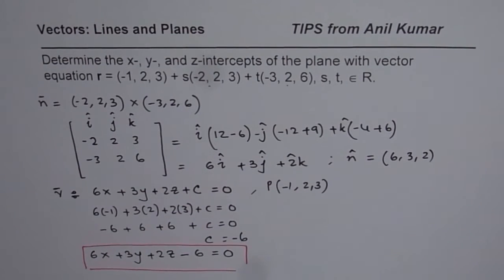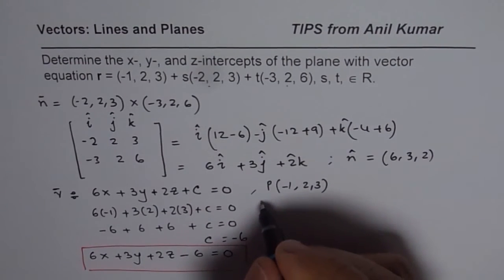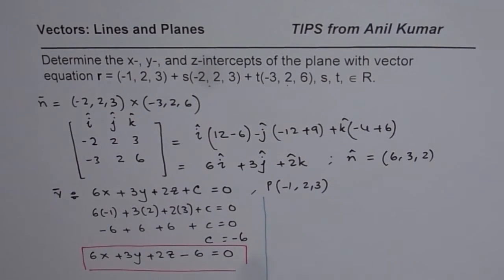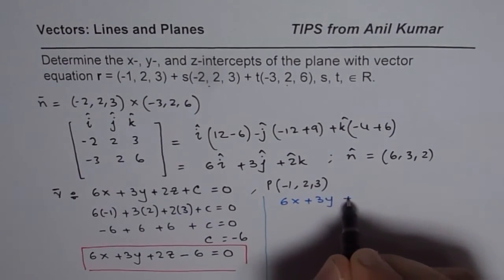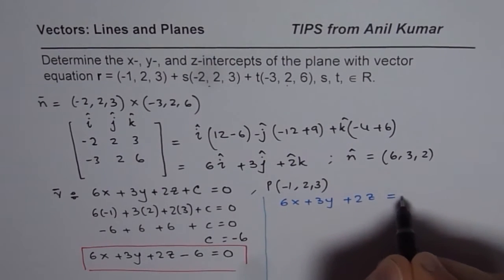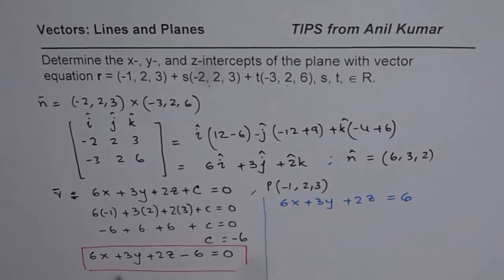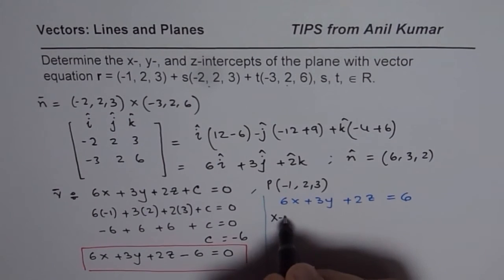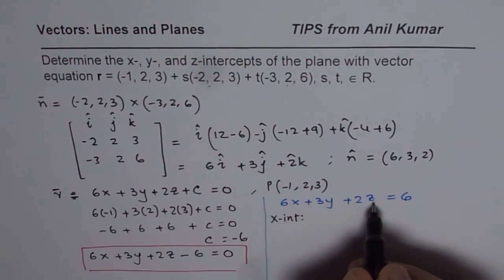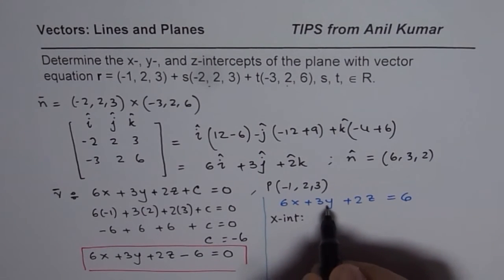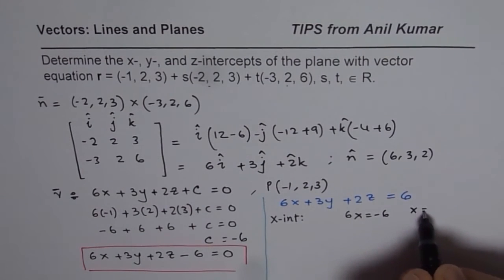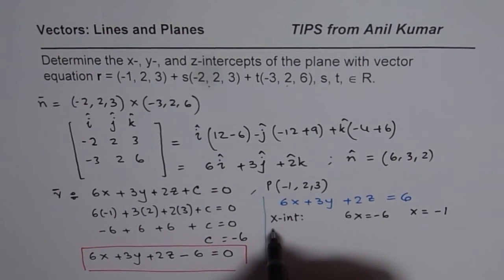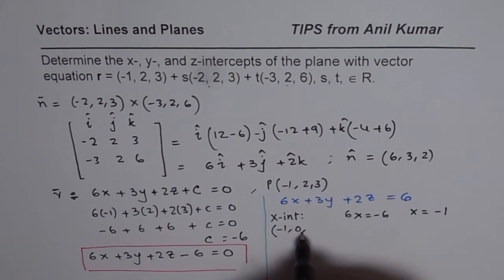Now we are going to use this particular equation to find the x, y, and z intercepts. So I'll write down this equation here: 6x plus 3y plus 2z equals 6. Now from here we'll find the x, y, and z intercepts. At the x intercept, we know y and z are 0, so we put y and z as 0. Once we put that, we get 6x equals 6, or x equals 1, correct? So the x intercept for us will be (1, 0, 0).